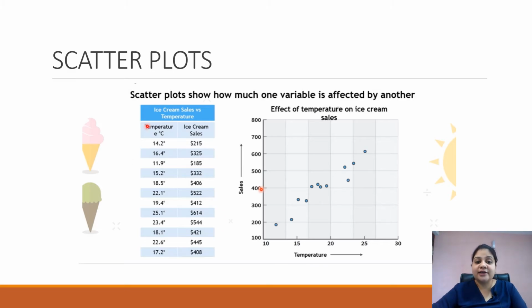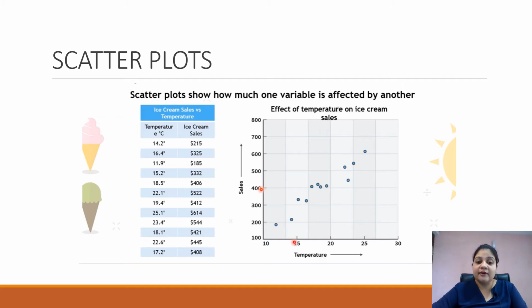Let's say we have the ice cream sales data versus temperature data. That means we have a list of temperatures and a list of ice cream sales, and we want to understand how the change in temperature is affecting ice cream sales. So we can plot the data on a scatter plot. We plot the temperature on the x-axis and the sales of ice cream on the y-axis. For 14.2 degrees we have plotted sales of $215, and for 16.4 degrees, it will come somewhere here. We have plotted sales of $325 and so on.